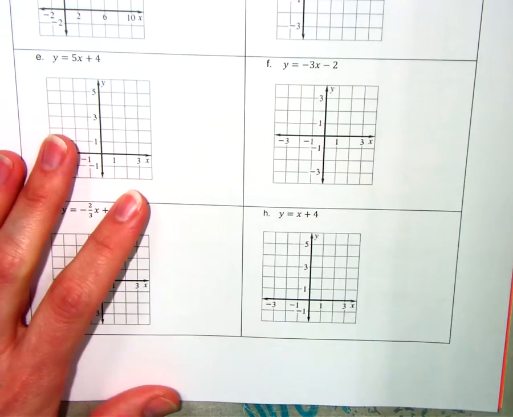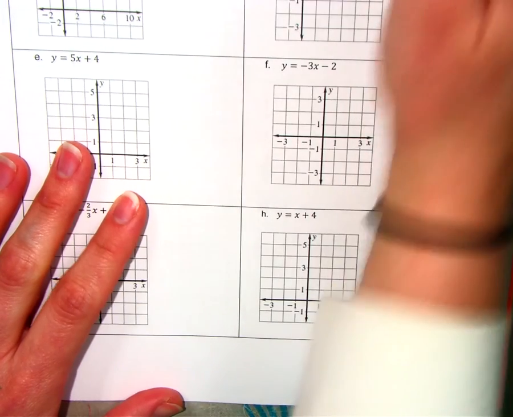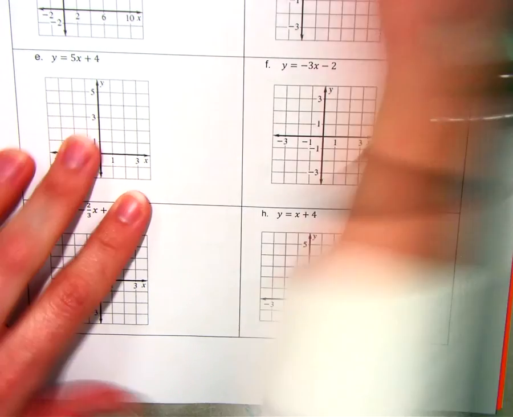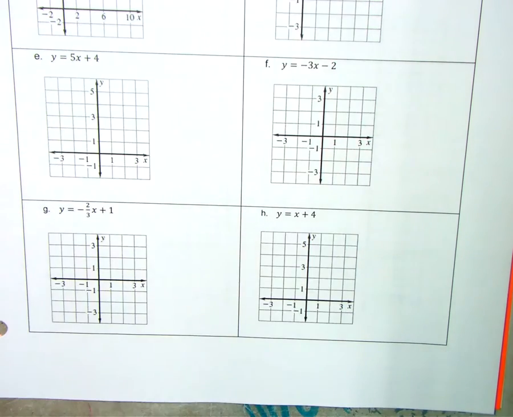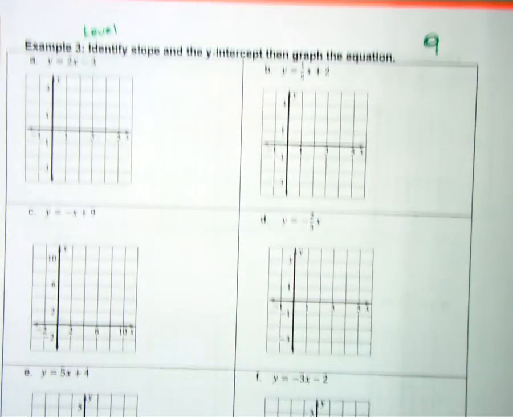Okay, so page 9. This is what's important today. Now, I'm going to be honest with you. This is level 3. This is how you get a 3 on this next assessment that's coming on Friday of this week.